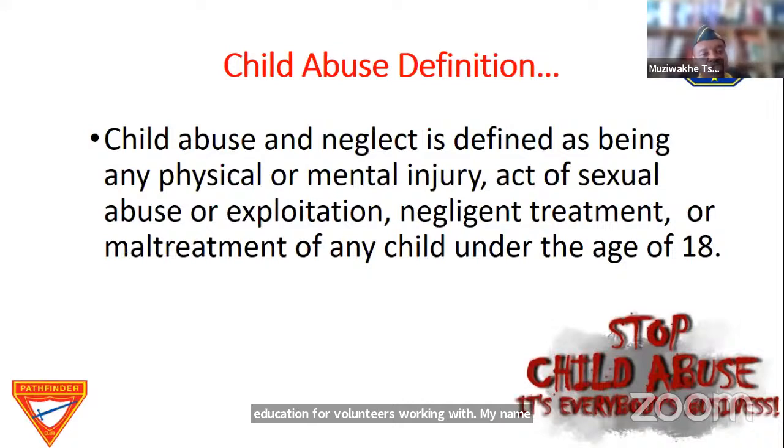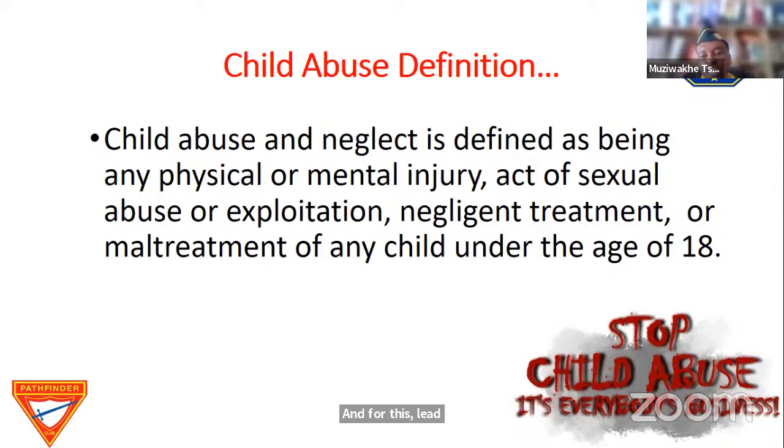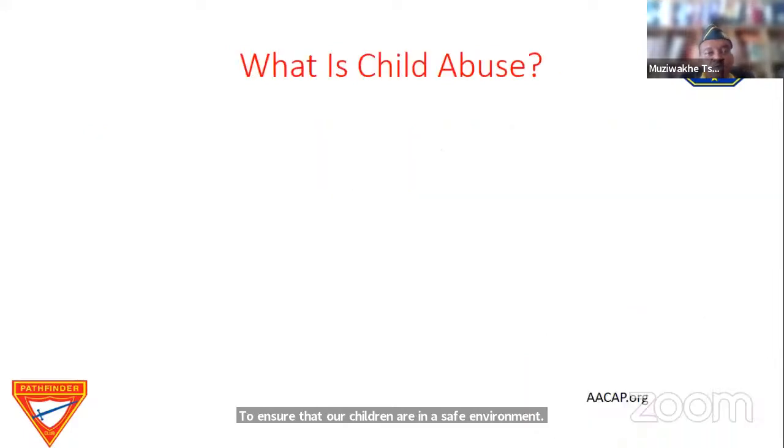Child abuse by definition. When we define child abuse, it is defined as being any physical or mental injury, act of sexual abuse or exploitation, negligent treatment or maltreatment of any child under the age of 18. And for this, leaders, we really urge that we should stop child abuse, because it is everybody's business to ensure that our children are in a safe environment where they can grow.